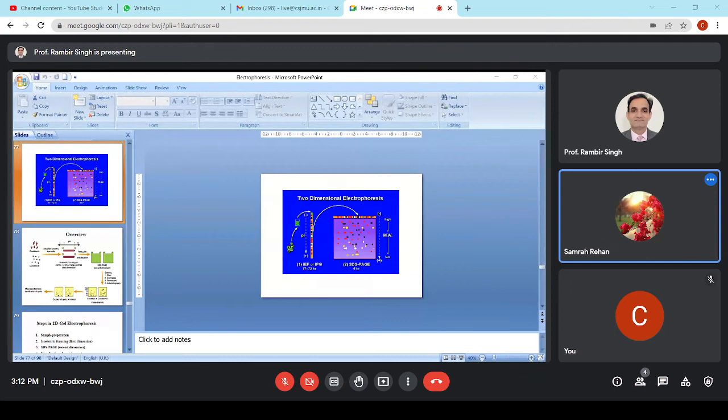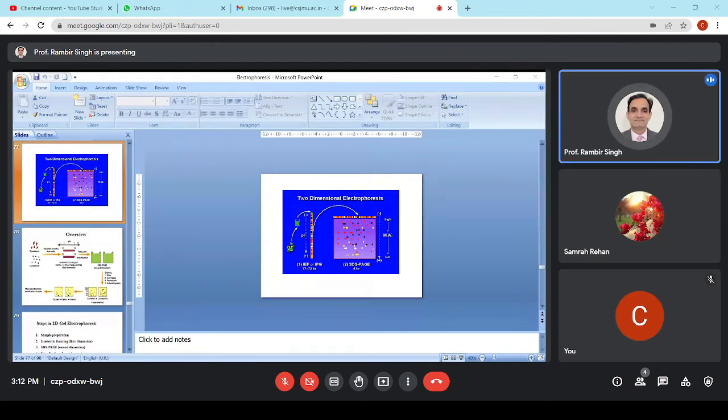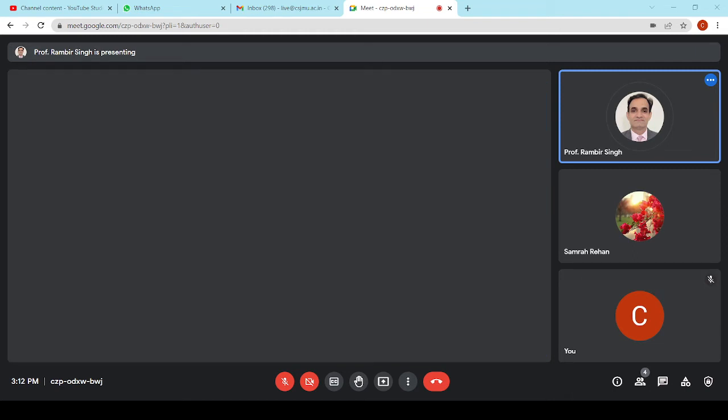In the first dimension the protein is separated based on their PI. PI is the isoelectric point, the pH at which the net charge on the protein becomes zero. Then this strip is loaded on an SDS-PAGE, and then it is separated based on their size, or molecular weight, right?